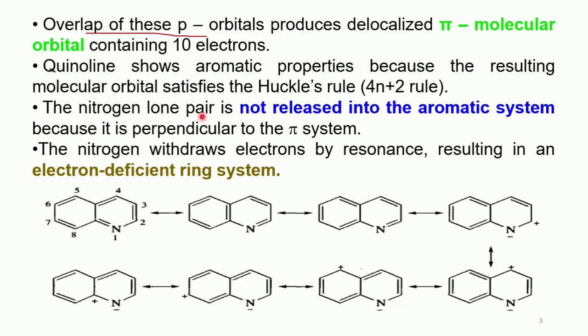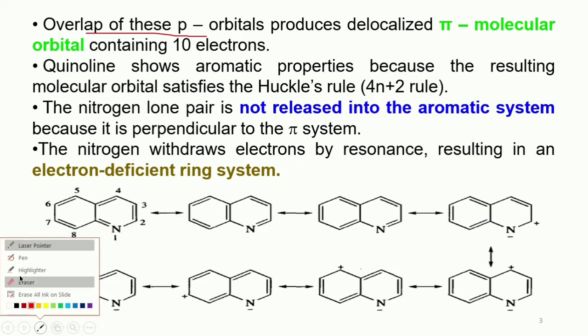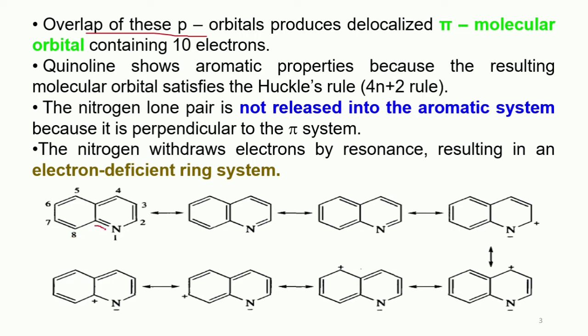The lone pair of electrons on the nitrogen is not released into the ring system, and these sp2 orbitals and unhybridized p orbitals are perpendicular to each other. The nitrogen withdraws electrons by resonance, resulting in an electron deficient ring system. As we saw in pyridine and pyrimidine, because of the electronegativity of the nitrogen, the electrons are withdrawn towards the nitrogen atom. That's why the ring system is electron deficient.